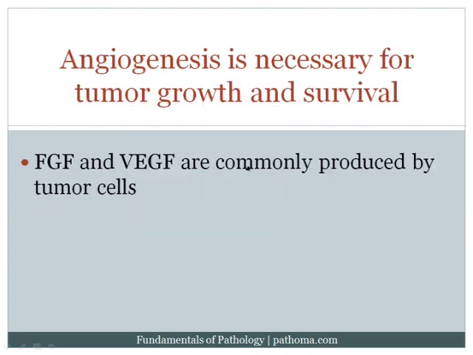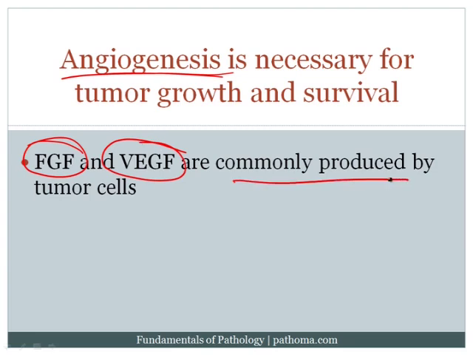Another important feature of cancer is that it requires angiogenesis. A tumor, if it's going to grow, is going to require blood. And so fibroblast growth factor, which is again an important angiogenic factor, despite the name, and vascular endothelial growth factor are commonly produced by tumor cells to ensure tumor growth and survival.